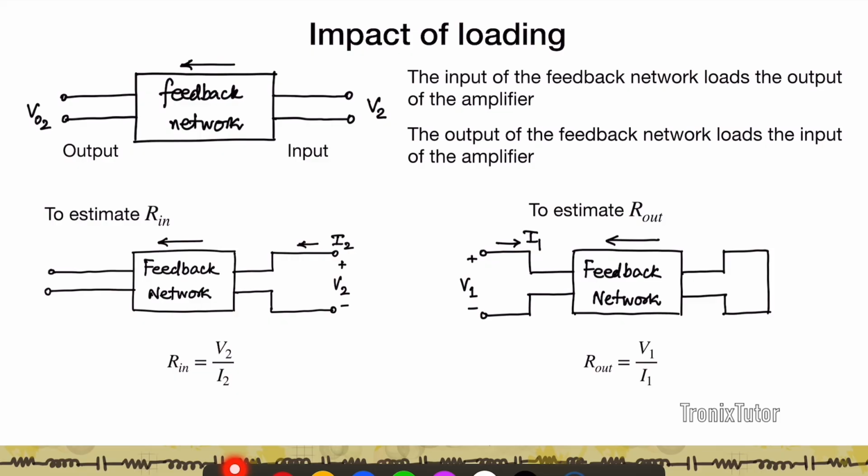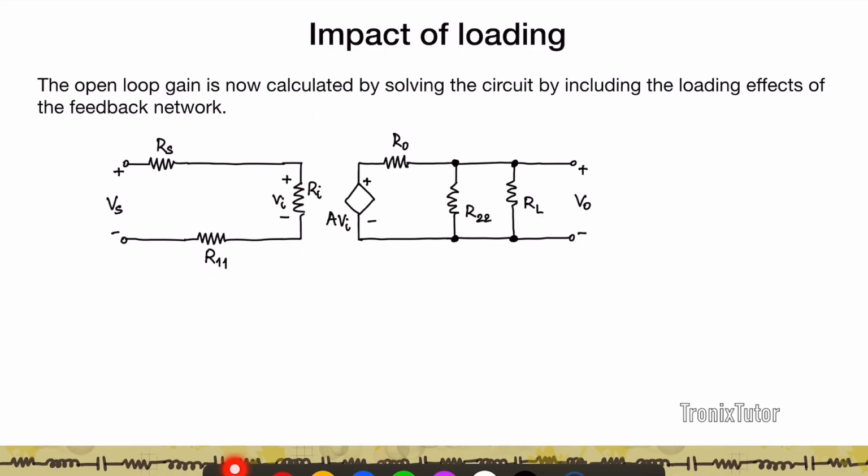Right? So now once you know what Rin and Rout of the feedback network are, let's call them R22 and R11. Then what the circuit boils down to is, if I look at the main circuit, my R22, which is how the feedback network loads the output, loads it as a resistor in parallel to RL, and my feedback network appears as a series resistance at the input, right? So when I estimate R22 and R11, I can go about and solve the circuit and estimate the various properties.